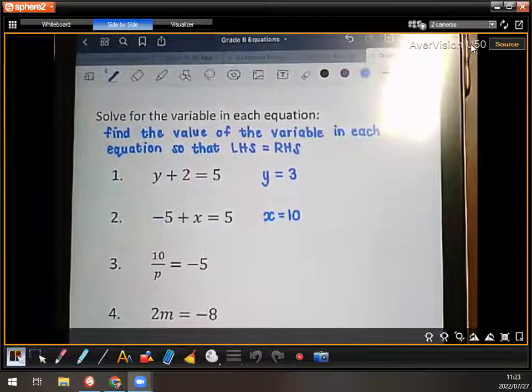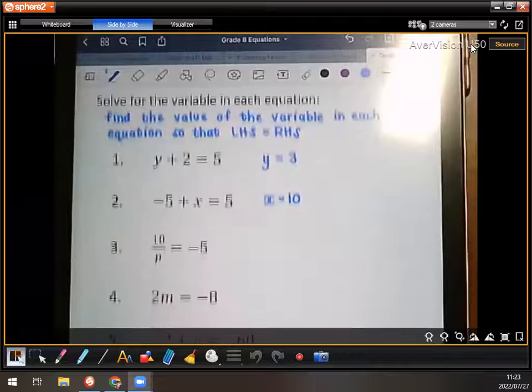And guys, if you're not sure, you can check. You can do it in your head. What is negative 5 plus 10? Yes, it is 5. So it works. That's the nice thing about an equation. You can actually check your answer. You can see you got this answer. Does it actually make the two sides equal? Yes. Then you know that you have the right answer.